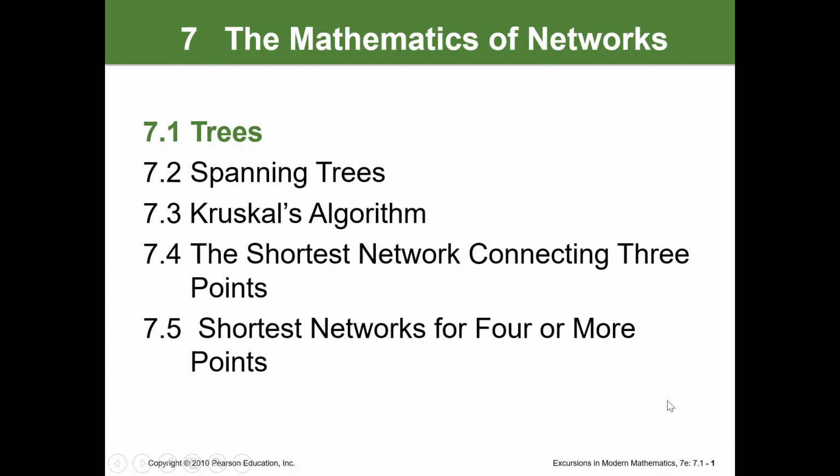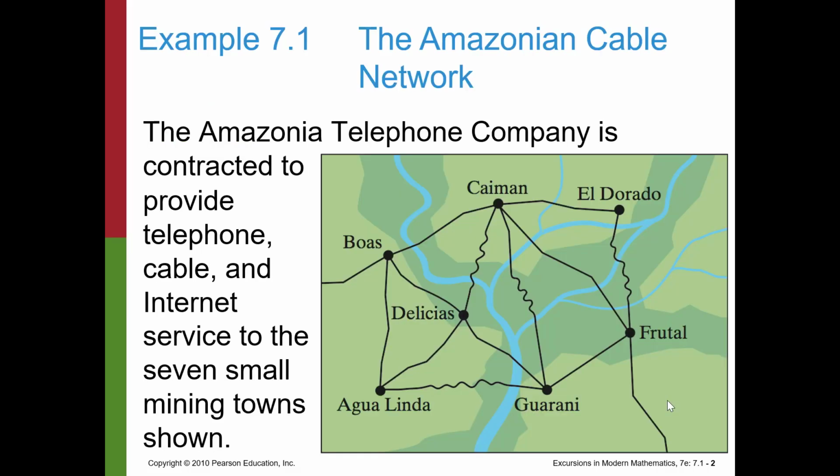Okay, so today we will be going over section 7.1 and we're going to introduce our next topic of graph theory called trees. So here we're going to go through a fictional example of where trees might come in. The Amazonian cable network, right?